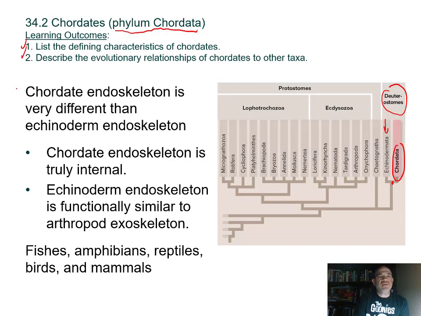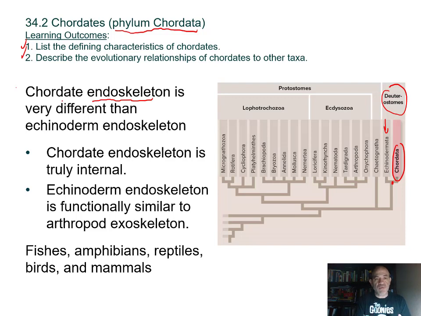So for chordates, they're going to have an endoskeleton, just like the sea stars and the other echinoderms. But it's really a lot more internal than the echinoderms. The echinoderms are more like an exoskeleton with skin on top in a functional sense.